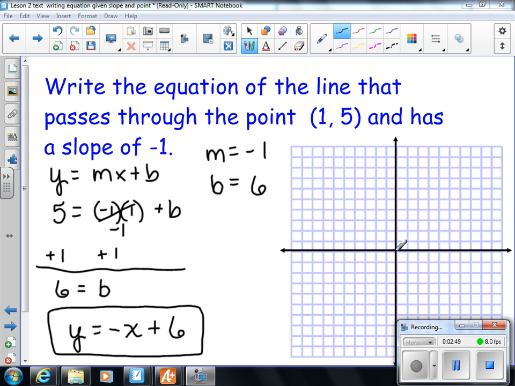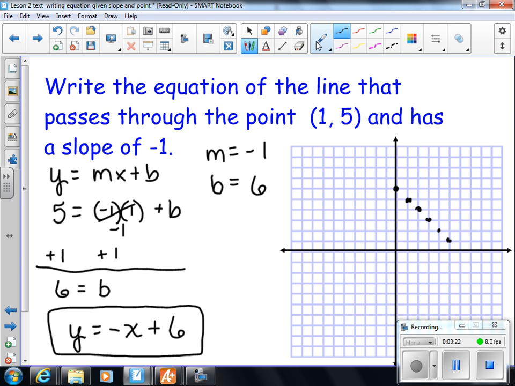Let me just graph this and show you how this actually worked. The y-intercept is 6. Let's just put 1, 5. 1, 1, 2, 3, 4, 5. Is that the right spot? Okay, that's our point. Then it says we have a slope of negative 1, which means what? Down 1, over 1, to the right. Down 1, over 1, down 1, over 1. Or I could go up 1 to the left 1, correct?